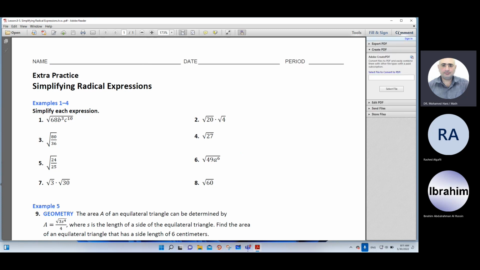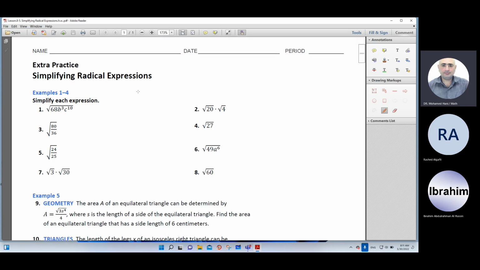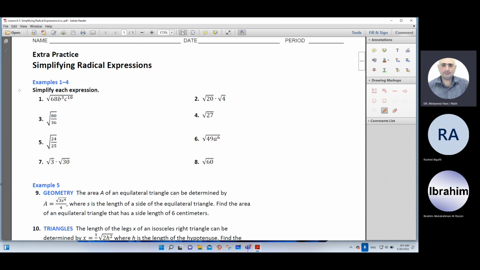This is a very important lesson. So the title, Simplifying Radical Expressions. I want all of you to write the question, please. Simplify each expression. Write this question. Simplify each expression and write the first example, exercise number 1.